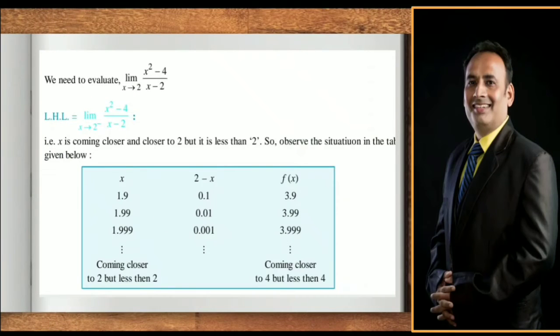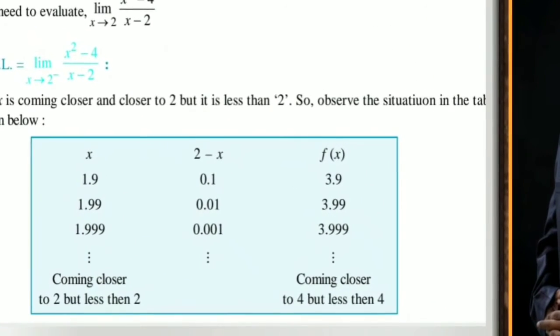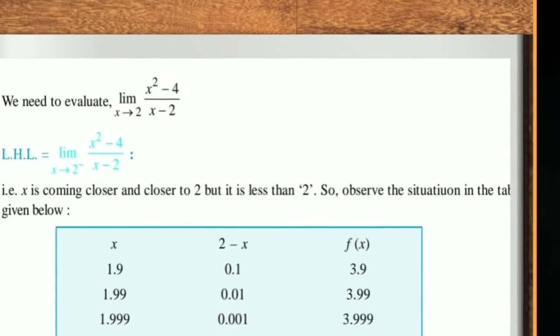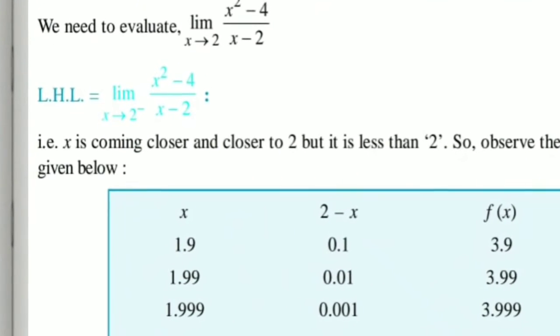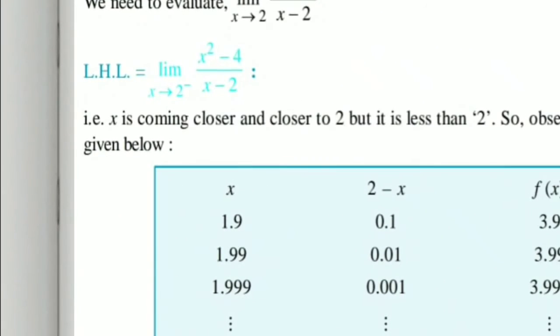So we need to evaluate limit x tends to 2 of x squared minus 4 upon x minus 2. From LHL, what is LHL? We have to approach 2 from the left side. So nearby 2, as we discussed earlier, between 1 and 2, if you make 10 equal parts and pick the part nearby 2, that is 1.9.